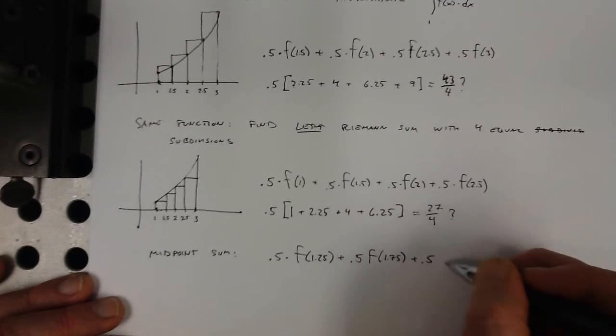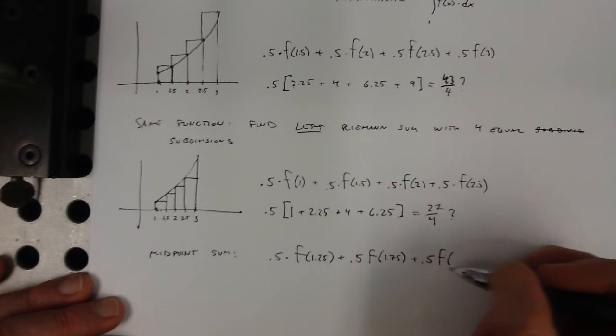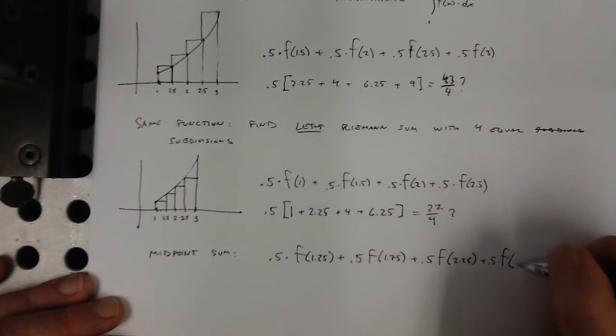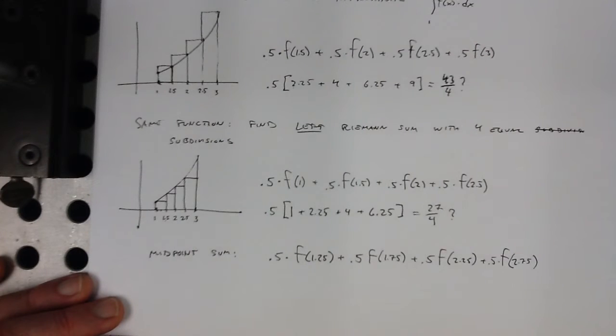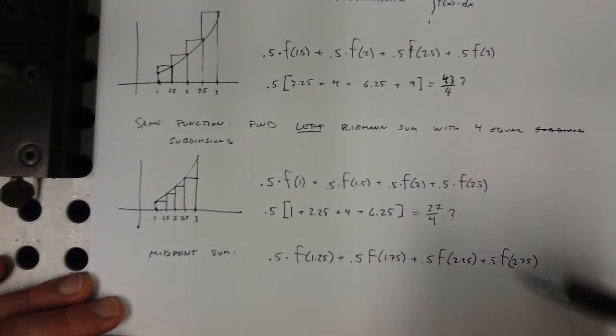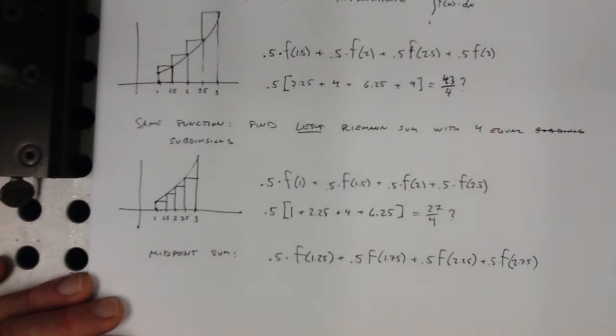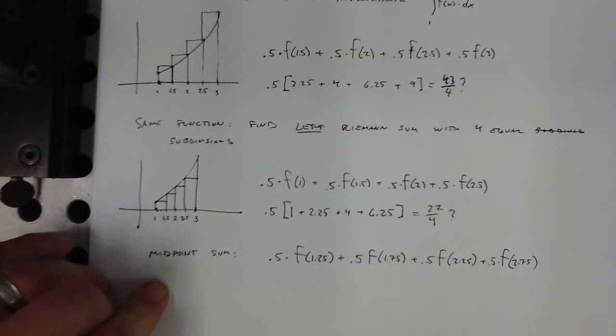And then the second would be in between 1.5 and 2, so that'd be f of 1.75. And then, of course, this is calculator work here, right? 2.25 is midpoint there, and f of 2.75. Right? So this would be the midpoint sum, whatever that is. And I would bet you a large sum of money that that's in between this and this. Okay?